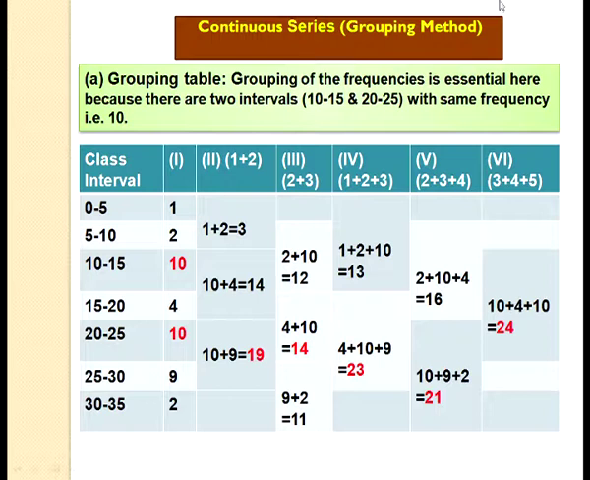The very first step, grouping table. Now, as you can see in the grouping table, again 6 columns have been made. The first column, the second column, the third column, the fourth column, the fifth column and the sixth column. All the frequencies which have got the highest values have been highlighted. Now this will help us to construct the analysis table. We can see how the analysis table is being done.